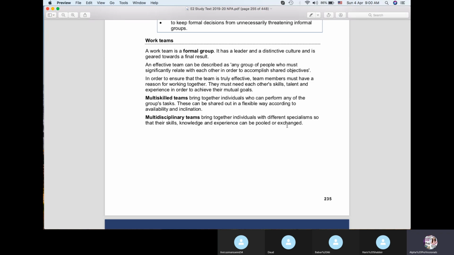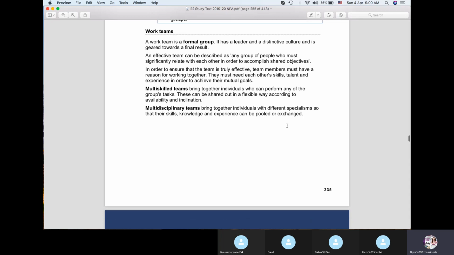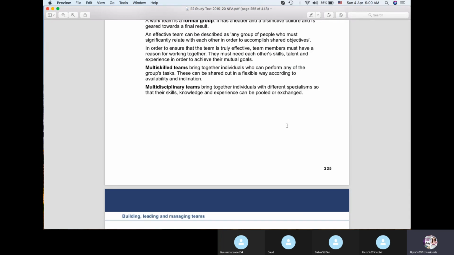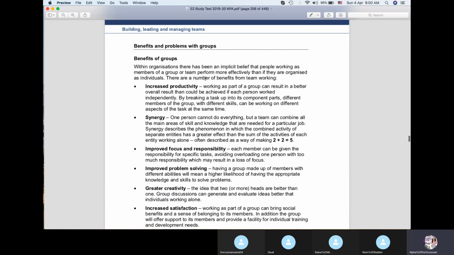So multidisciplinary teams are for complex tasks. These are normally formed for complex tasks. Members have different specializations, and their skills, knowledge, and experience are pooled or exchanged, right? Multidisciplinary teams are suitable for complex tasks, whereas multi-skill teams are more suitable for comparatively simple tasks. Now, the benefits and the problems with groups.